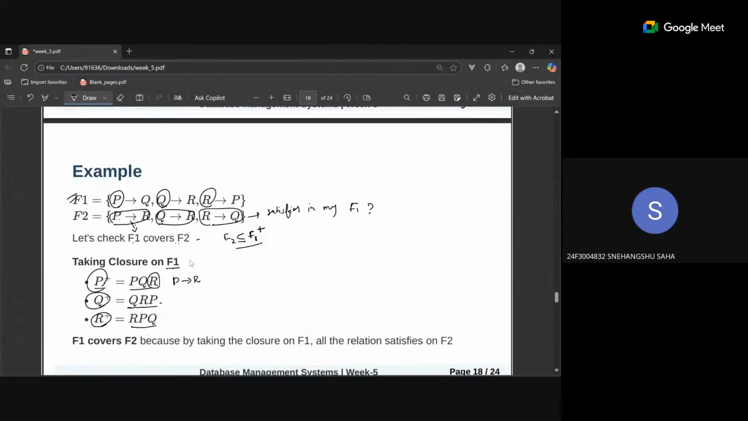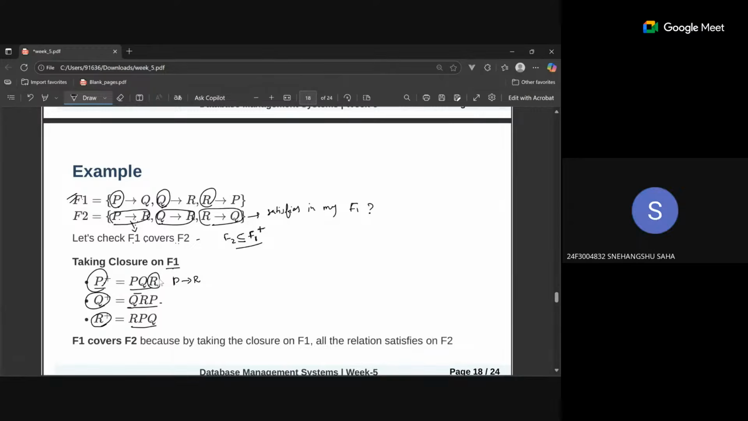Sir, one small question. Here P plus is written as PQR because P implies Q and Q implies R. But if I write RPQ, it holds because of taking closure. In general, if I write in different orders, will it hold true or false? Different orders in the sense, instead of P plus is equal to PRQ, I write it as QPR? Yeah, order doesn't matter on the right side.